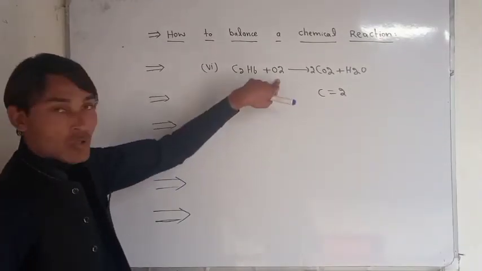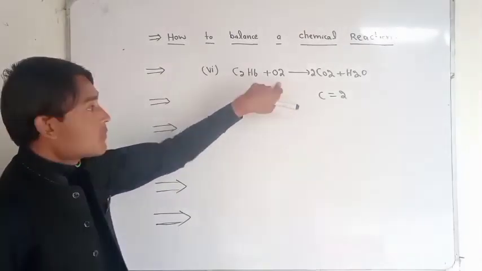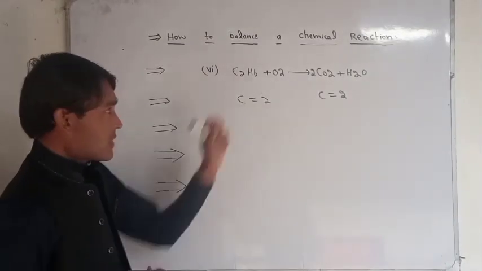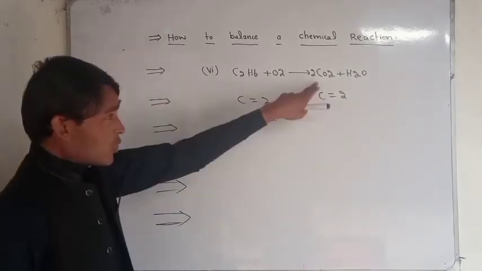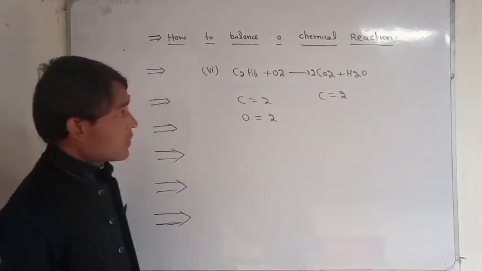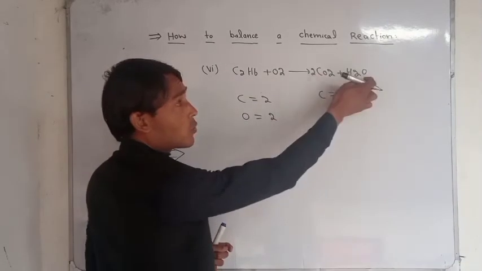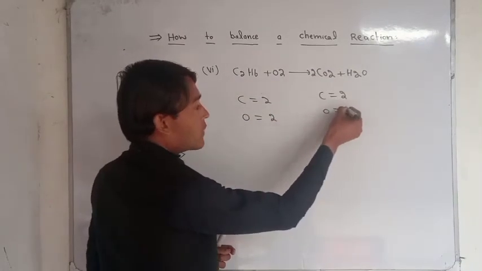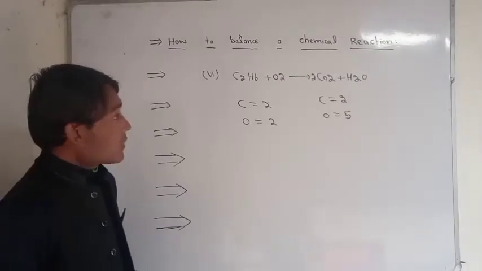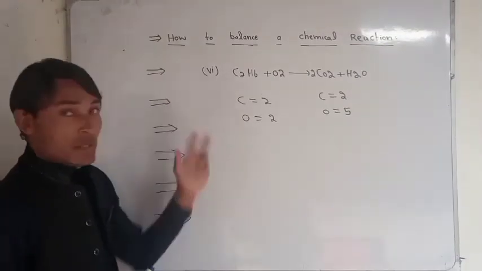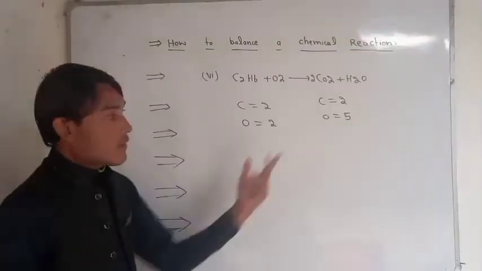Non-metal is balanced. Now let's talk about oxygen. The number of oxygen on the left side is 2. And on the right side, 2 twos are 4, plus 1, that is 5. The number of oxygen is 5. Now look here: the number of carbon is balanced, but oxygen is 2 and 5.